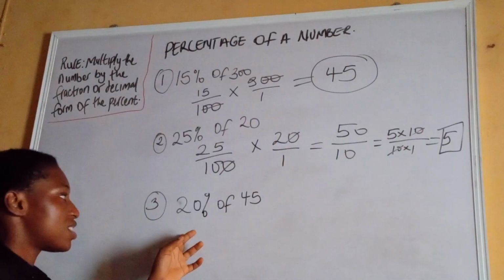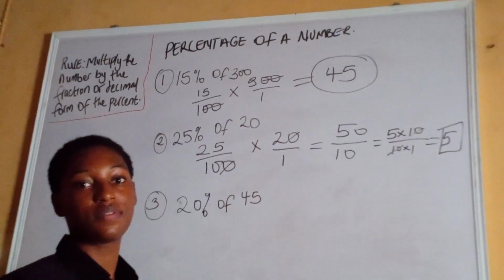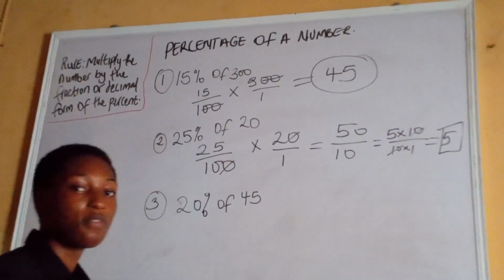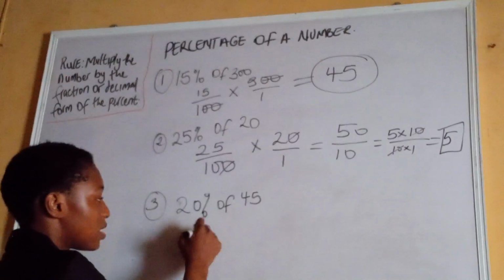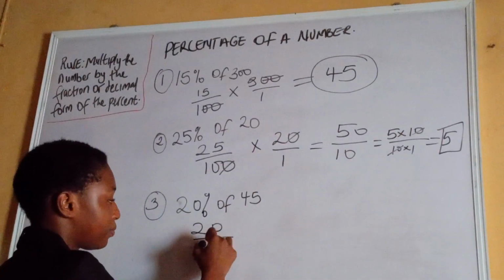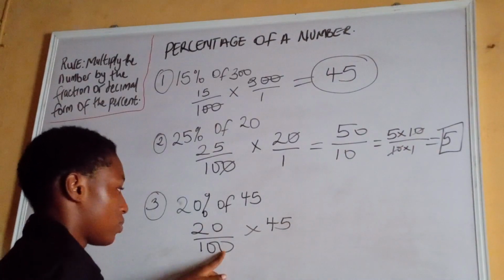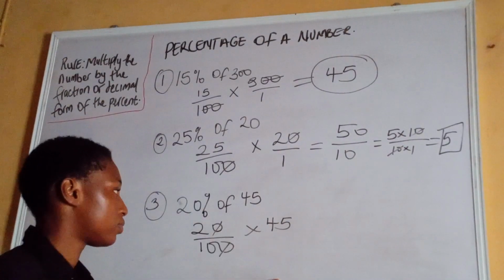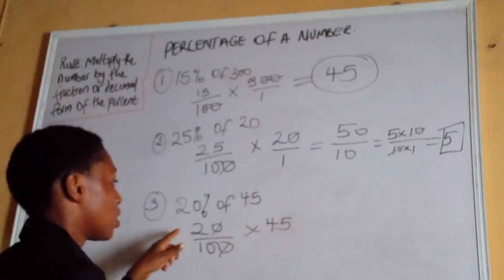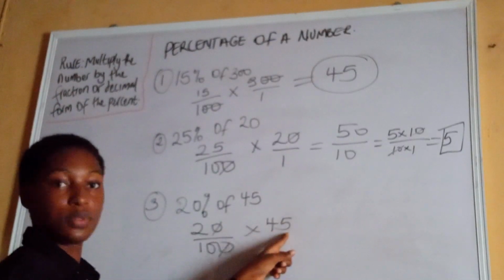All right. The last question here is 20% of 45. Your 20% is the same thing as 20 over 100, and then times 45. This zero cancels zero. What are you left with? You are left with 2 over 10 times 45.